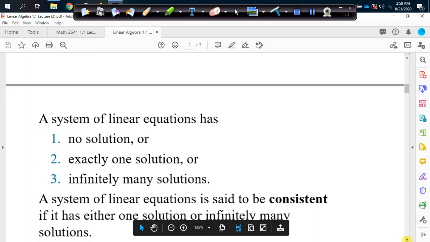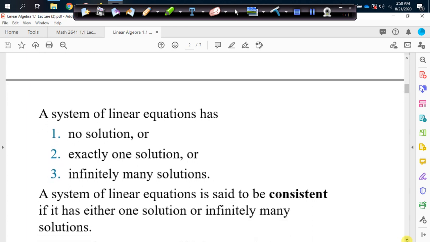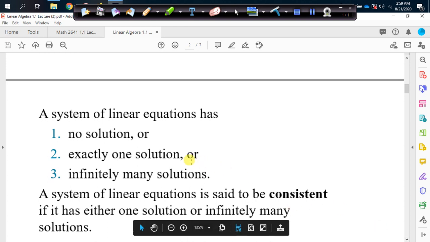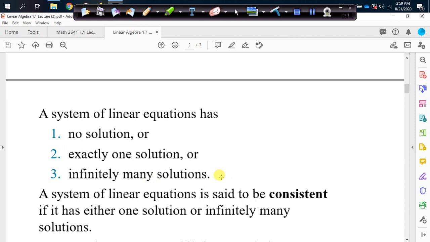So there's three things that can happen when you have a system of equations. It may be that it has no solution, like if you're talking about lines and there's no solution, that means the two lines are parallel. It could have exactly one solution, like where we saw just above, where there is exactly one point of intersection. Or there could be infinitely many solutions, and that happens when the two equations actually represent the same line.